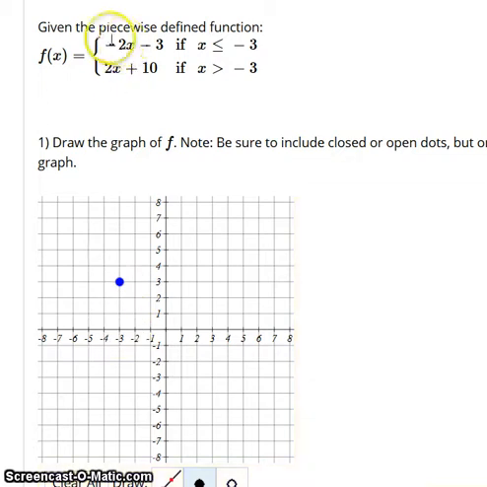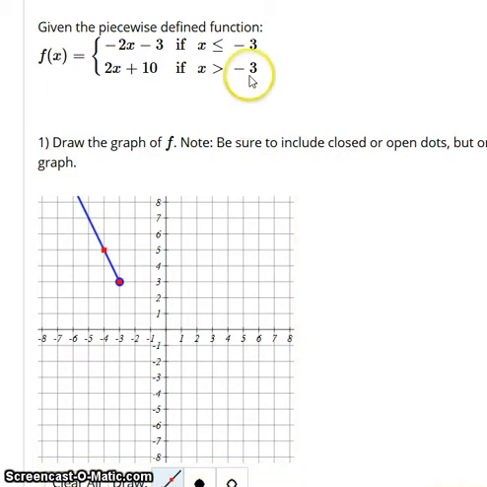And then the slope of this line is -2. And you can think of -2 as up 2 and left 1. So to draw the line, I would start there. I would go up 2 and left 1. All right, so there's the first part.